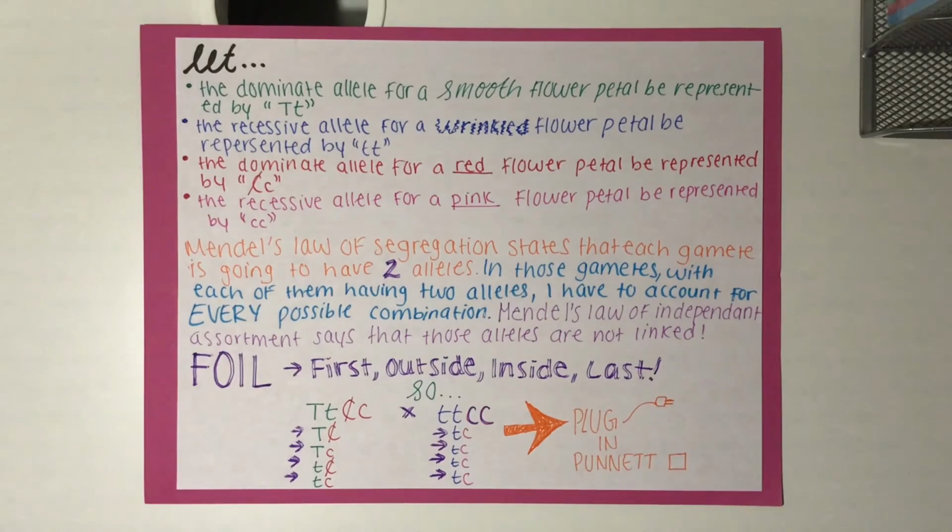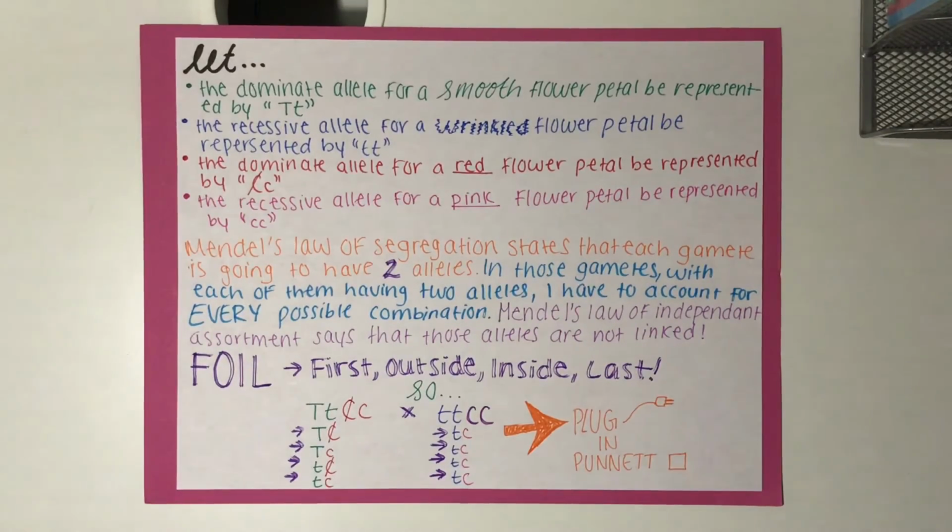Mendel's law of segregation states that each gamete is going to have two alleles. In those gametes, you have to account for every possible combination. Mendel's law of independent assortment says that those alleles are not linked. This is where the FOIL method comes into play in determining the gamete combinations. FOIL stands for first, outside, inside, and last.